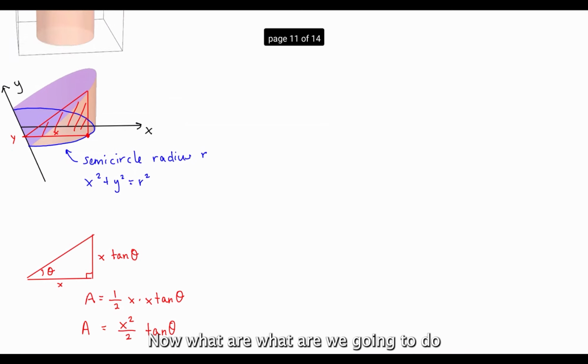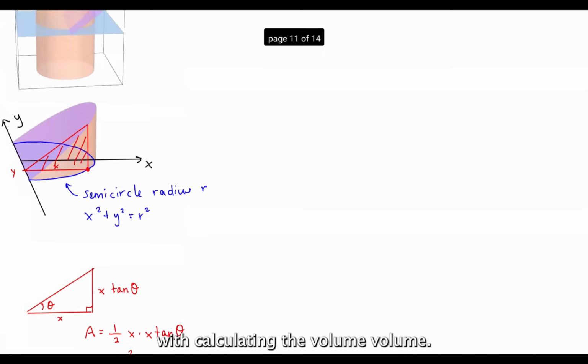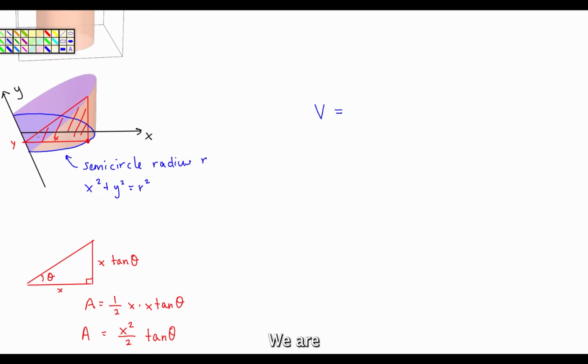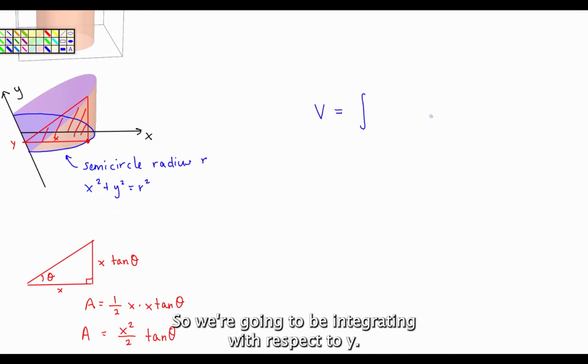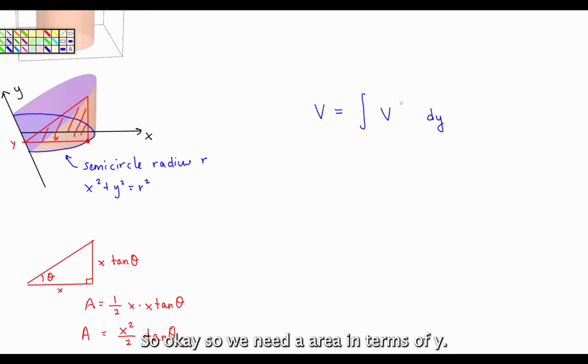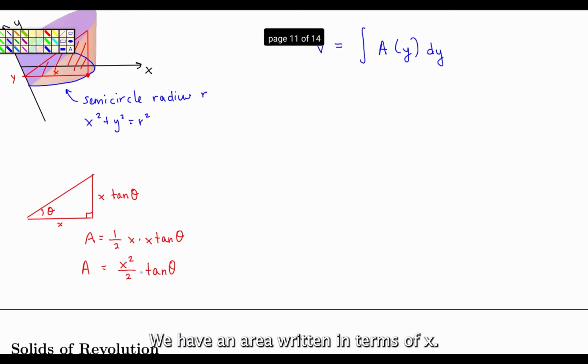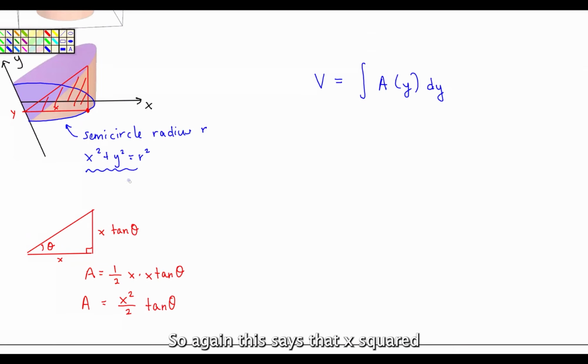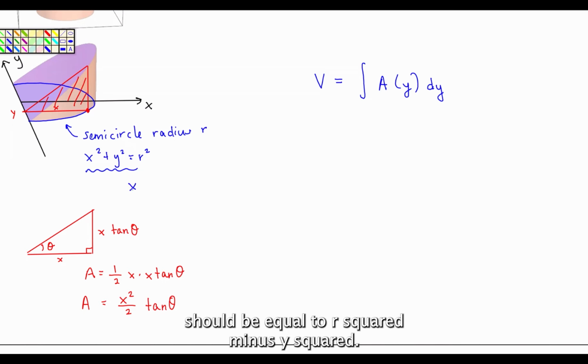Now, what are we going to do with calculating the volume? The volume, go back up here. Well, maybe I'll go here. The volume, we are taking slices at individual y values, so we're going to be integrating with respect to y. Okay, so we need an area in terms of y. We have an area written in terms of x, and this is our equation relating x and y. Okay, so again, this says that x squared should be equal to r squared minus y squared.